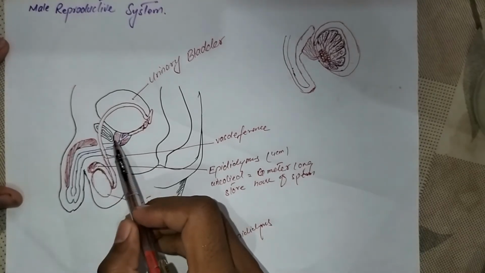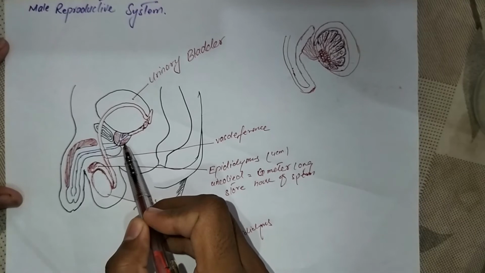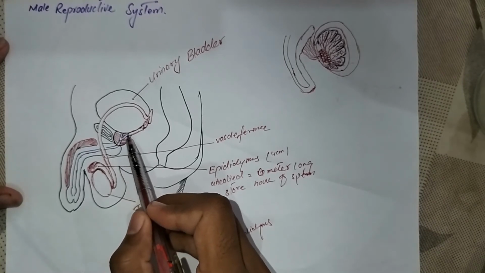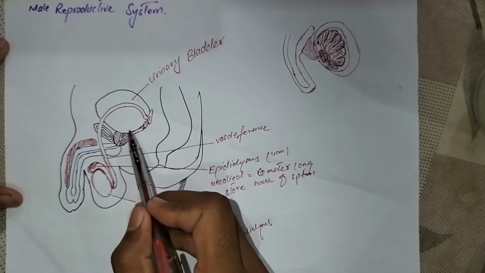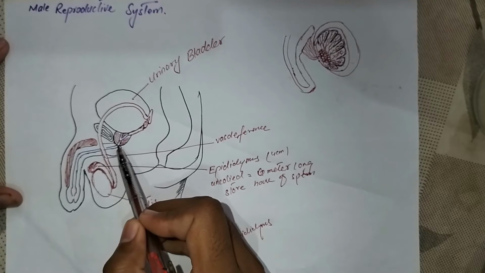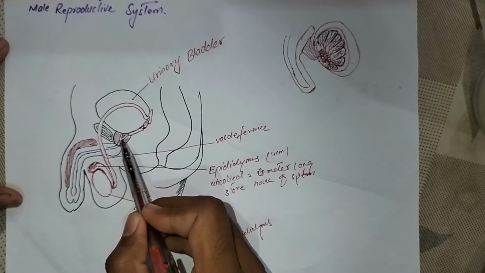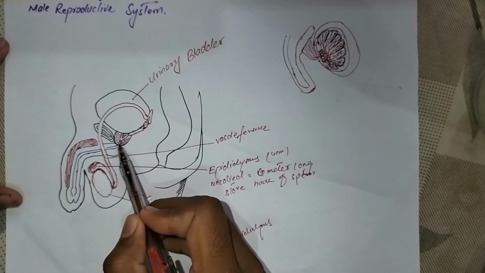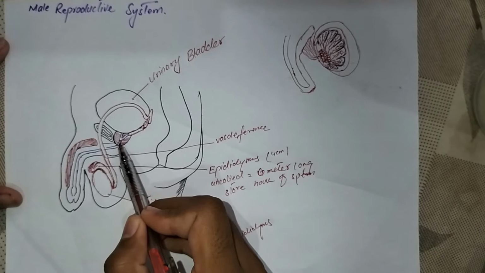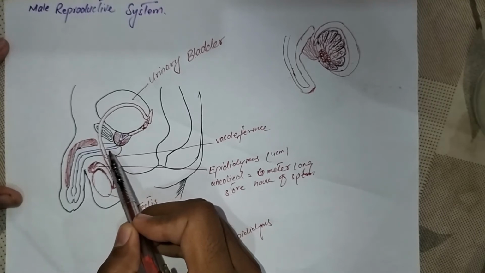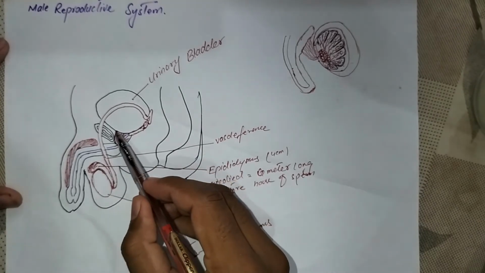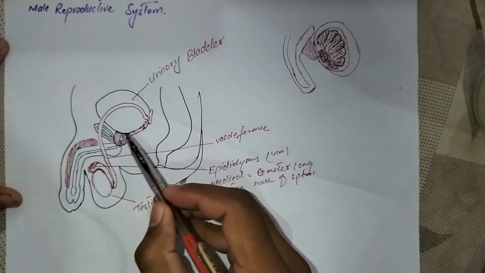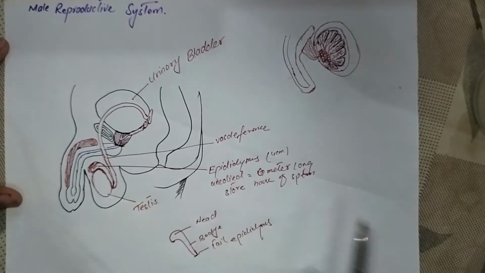The prostate is a muscular organ. It is triangular shaped, and its base lies superiorly below the urinary bladder, and the apex lies inferiorly. This is the prostatic urethra, which passes through it, and in which the ejaculatory duct opens. Prostatic secretions provide nutrition to the sperm, and this is the base of the prostatic urethra, and here is the apex of the prostatic urethra.